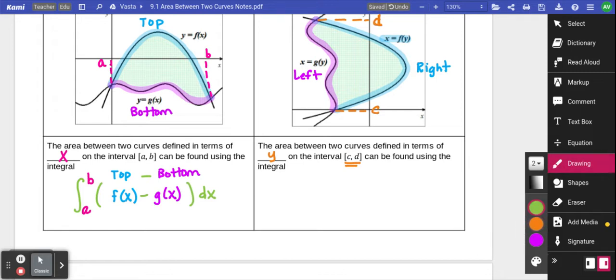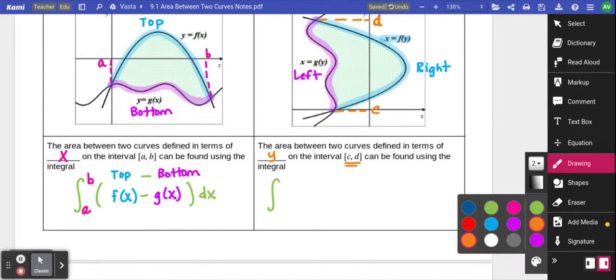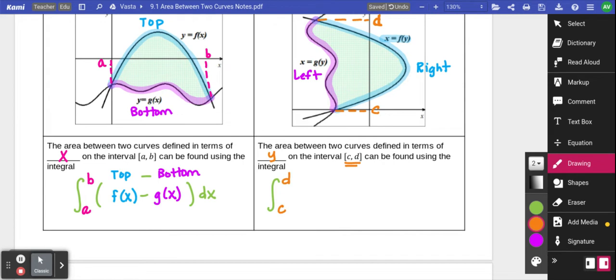In the integral we set up, we're still going to set up an integral, and the lower number is still going to be C and the higher number is going to be D, but you'll notice that those are y values now. Again, not x values, but y values. Inside of there, we're going to put the right function minus the left function.